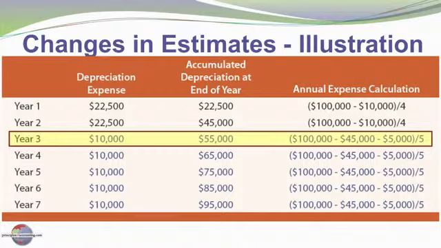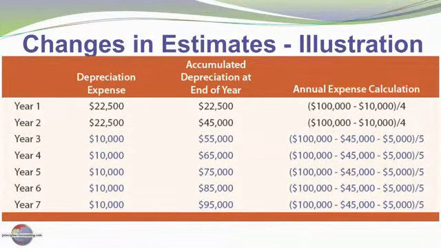And so our calculation, the $100,000 cost minus depreciation already taken minus remaining salvage value is spread over the remaining life of 5 years. And we'll get $10,000 for year 3 and boosting our accumulated depreciation to $55,000, and so it will go for each subsequent year.